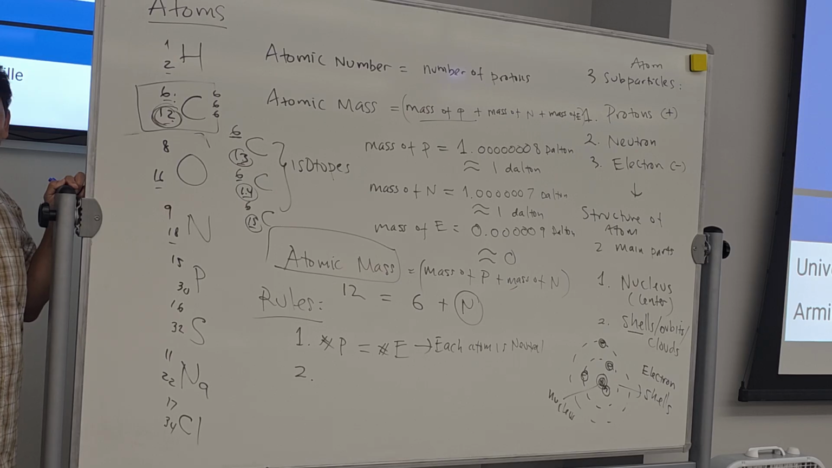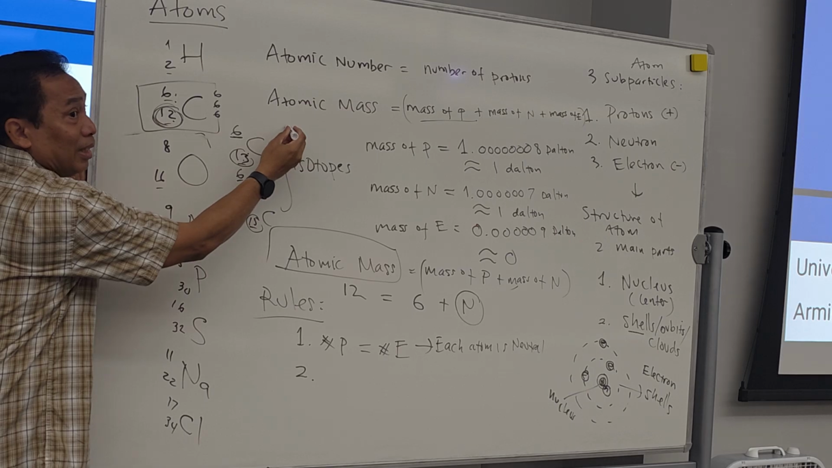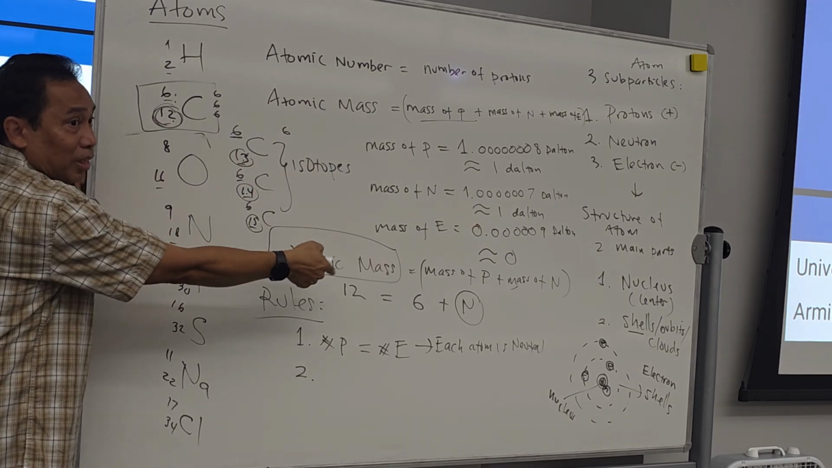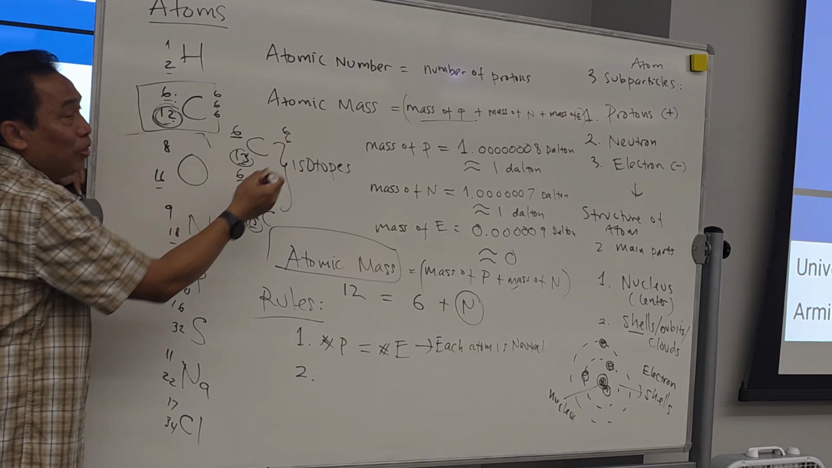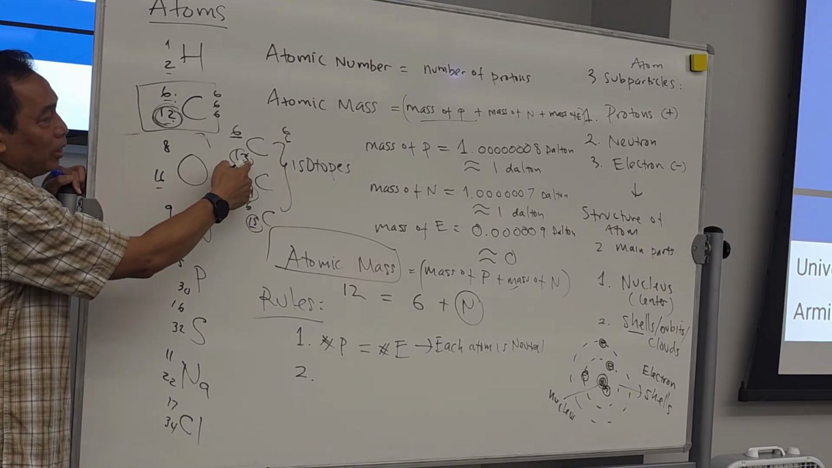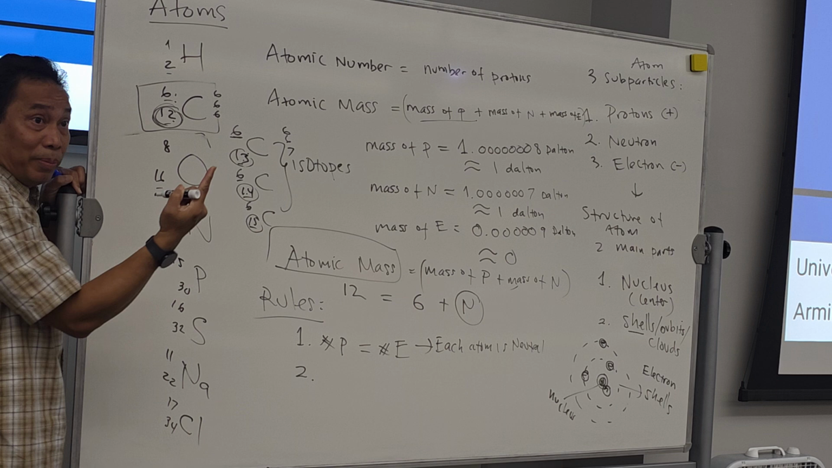You get this one? How about this one? How many protons? 6. How many electrons? Of course 6. Remember the rule, right? Now how many neutrons for this one? 7. 13 minus 6, right? 7. Are you with me?